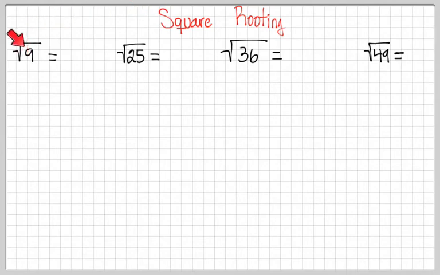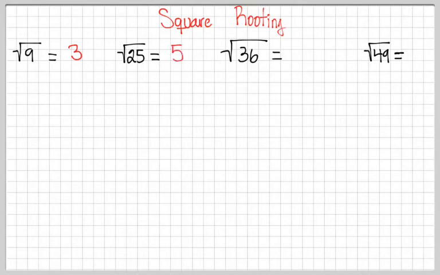So for example, the square root of 9, we know that 9 is a perfect square because 9 comes from 3 times 3. Right? So the square root of 9 would be 3. That's a pretty simple one. Same thing with the square root of 25. Because 25 is made up of two factors, 5 times 5, the square root of 25 would be 5.